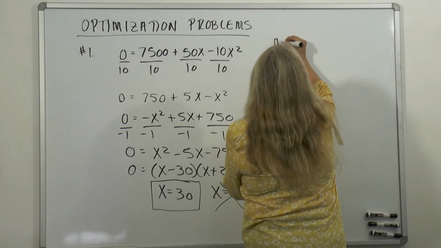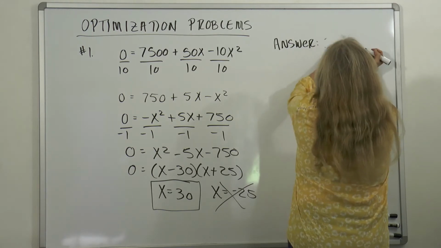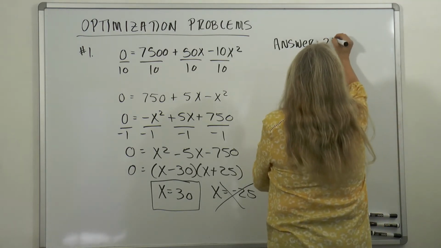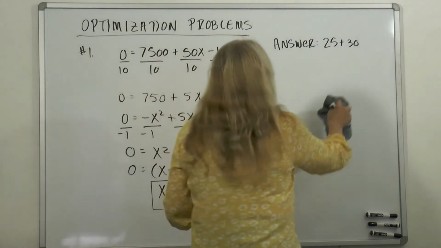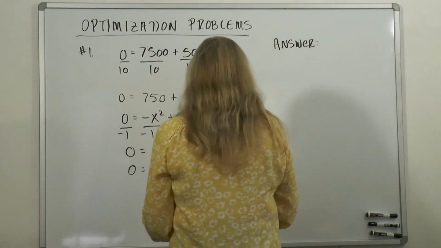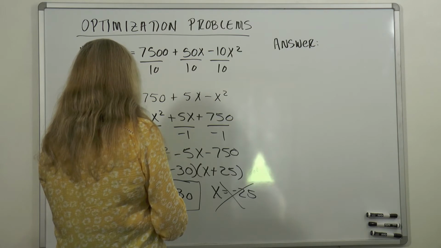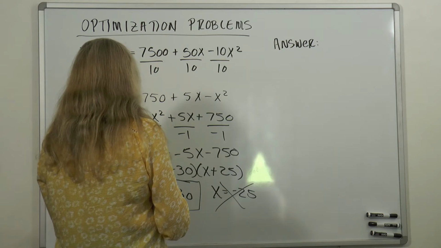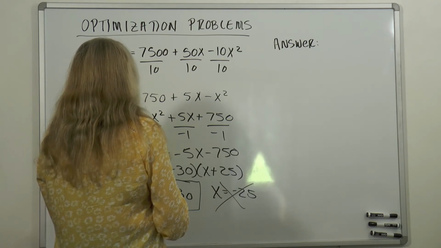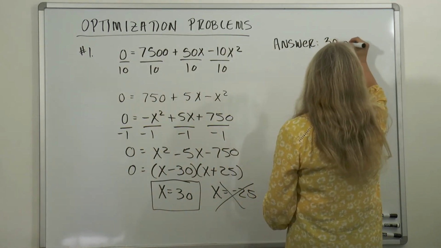So, the answer, remember with application problems, well, let's see, x is the additional number of people. The answer is 25 plus 30. Let me see if that makes sense. That doesn't make sense. No. The answer is 30. Unless I didn't do that right. 3 times 25. 750. My sign's wrong. Something is amiss here. The answer is going to be 30 people.